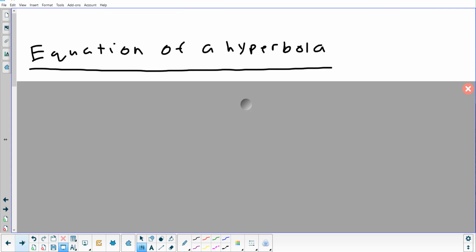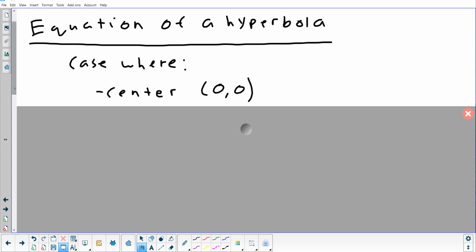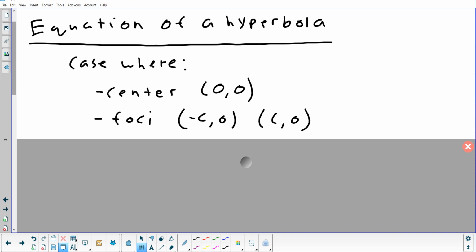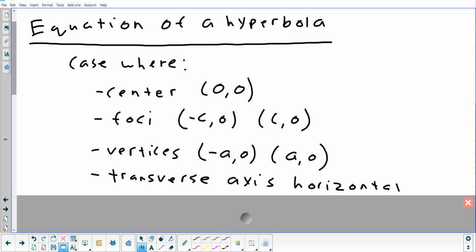And I'm going to go over the asymptotes right now. Okay, so as always, we're going to start with the case where everything is at the origin. You'll know when it's not at the origin, just like you knew when it was an ellipse. You have a plus or a minus and you have a number in the top. It's going to be the same thing. But we're going to start out with it at the origin. The foci are still going to be c units away from the center. The vertices are going to be a units away from the center. That's the same as yesterday. And this is going to be the case where the transverse axis is horizontal.